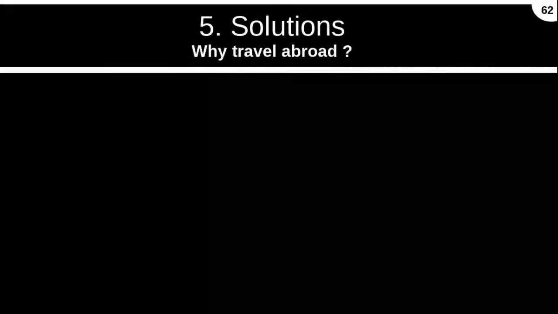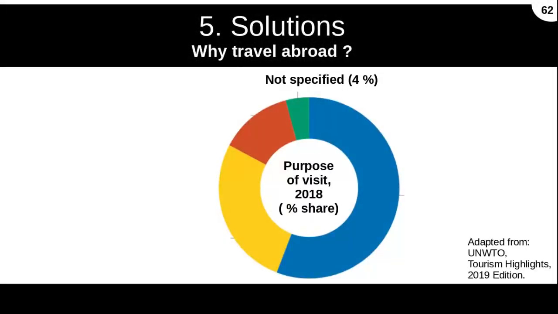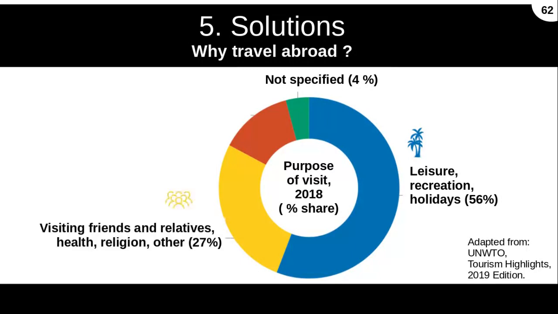By the way, why do people travel abroad? For international travelers, so not only people who fly, the main purpose in blue is leisure, recreation, holidays. The second purpose in yellow is visiting friends and relatives, health, religion, and other purposes. The third one in red is business and professional. So let's focus on the main reason.